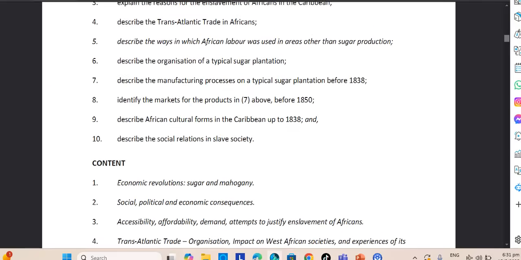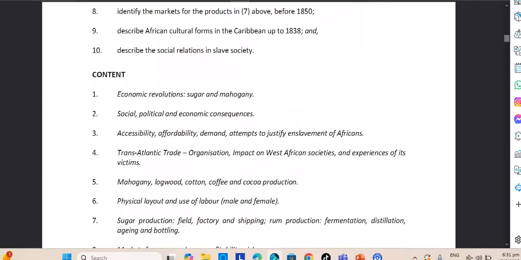Another reason for the enslavement of Africans in the Caribbean was attempts to justify enslavement of Africans. So European societies developed various ideological and religious justifications to rationalize their reasons for the enslavement of Africans. One of their reasons was that Africans were falsely viewed as racially inferior, uncivilized, and suited only for manual labor. Their religious argument was that some Europeans claimed that Christianizing Africans through slavery was a form of salvation.